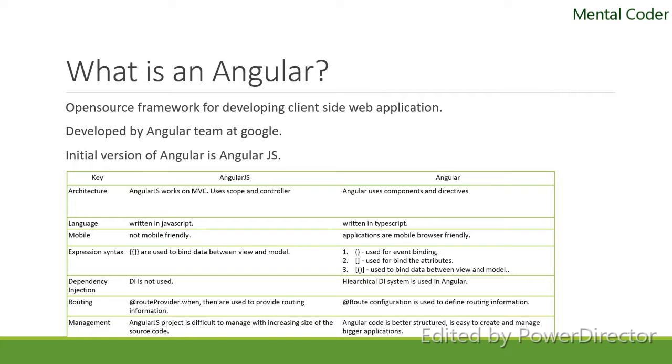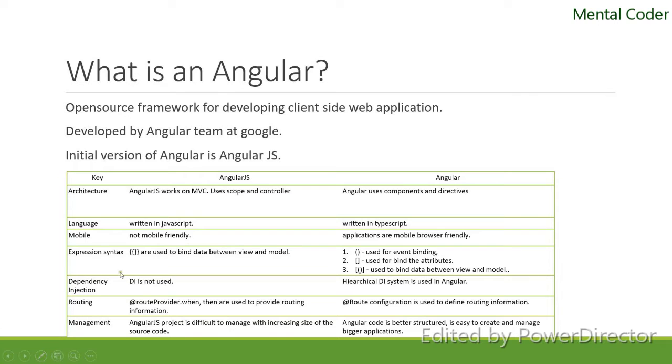AngularJS works on MVC. It uses scopes and controllers, but Angular uses components and directives instead of scopes and controllers. AngularJS is written in JavaScript, but Angular is written in TypeScript. AngularJS applications are not mobile friendly, but Angular applications are mobile browser friendly.